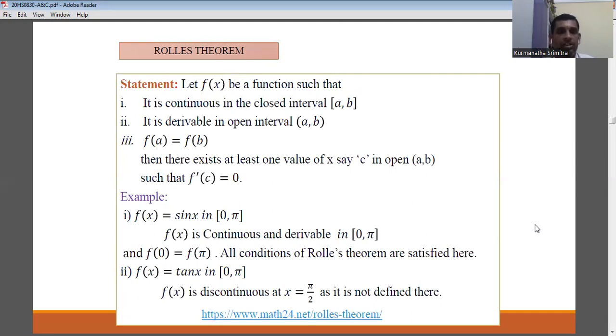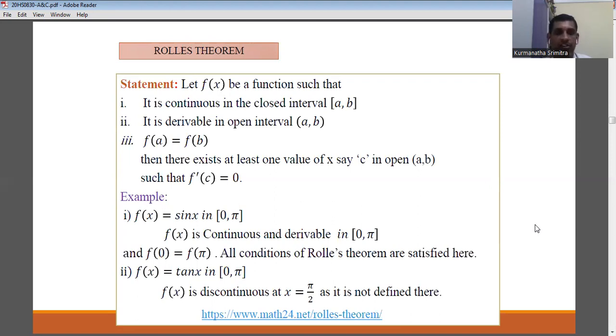Let us start with the statement. Let f(x) be a function from the closed interval [a, b] to R, that is, the domain is the closed interval [a, b] and the codomain is the set of all real numbers R. If the function is continuous in the closed interval, and the second point is derivable on the open interval (a, b), and the third one is f(a) equal to f(b), then if these three conditions are satisfied by a function f(x), there is a point c in the open interval (a, b) such that f dash of c equal to 0.